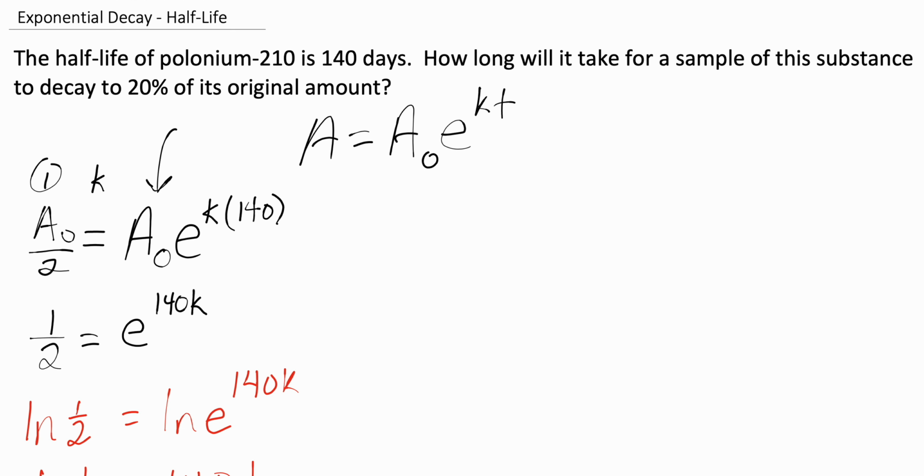So now that we have our K for polonium-210, we can transition over to finding how long it will take to get to 20%. So similar setup as before. Again, not super interested in the starting amount. We're going to see why in a second. We now have the rate of decay, which is negative 0.00495.